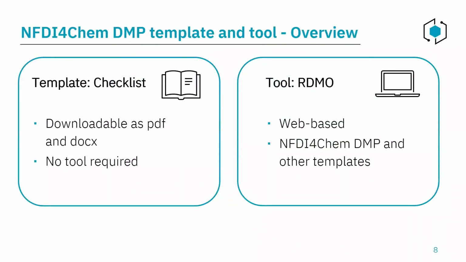In this talk, we will talk about the template itself, which is kind of a checklist. It's a questionnaire where you have to answer questions. You can use this checklist without any tool. You can download it either as PDF or as docx, or you can use this template in the provided tool, which is called Research Data Management Organizer. This is a web-based tool, and beside our chemistry-specific template, you also will find other templates there. So the choice, if you want to work with the checklist or the tool, is up to you.